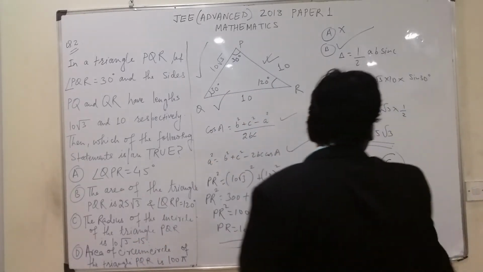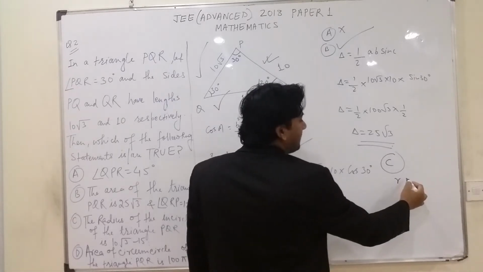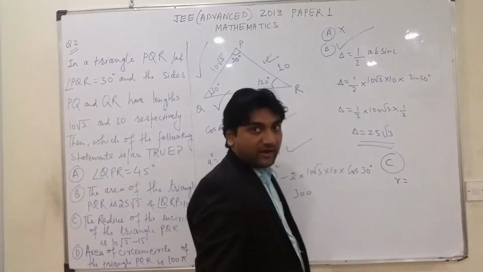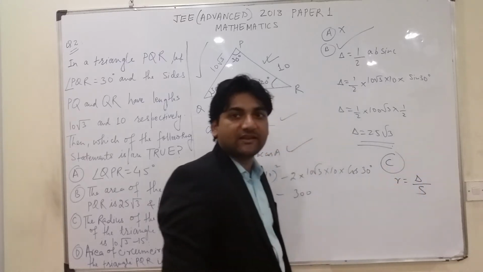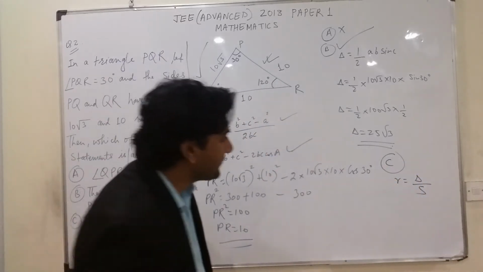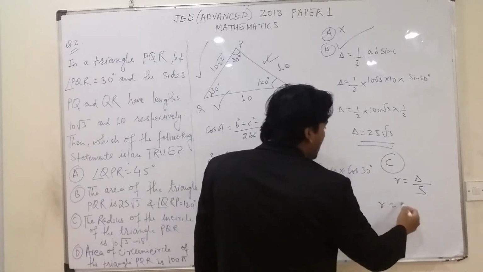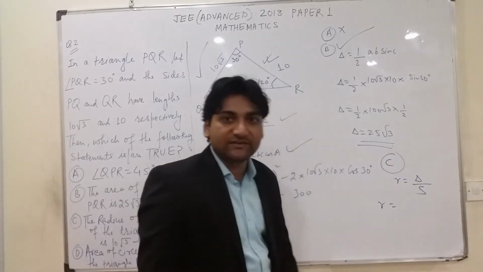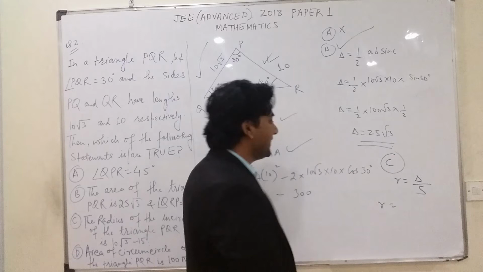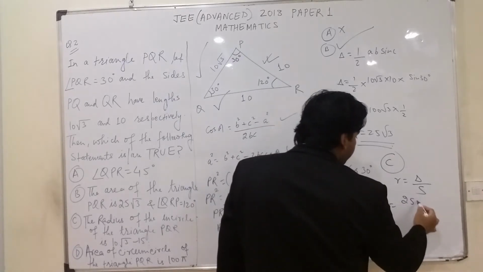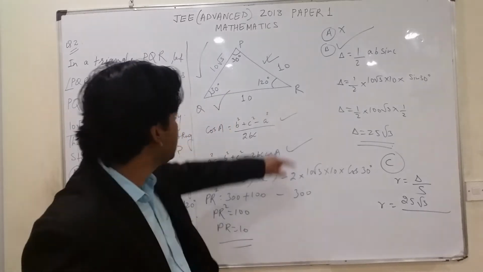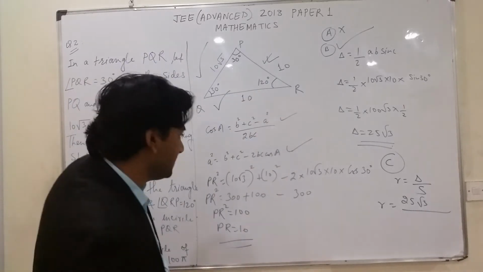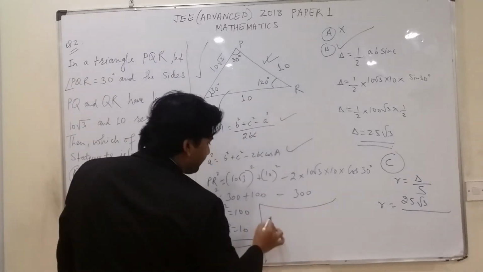Okay. So radius of the incircle. The small r equals delta over s. Delta is the area of the triangle and s is the semi-perimeter. So now r equals, what is the area of the triangle? Just now we found that it is 25 root 3 over the semi-perimeter, right? Perimeter means sum of all sides. So let us find here s.